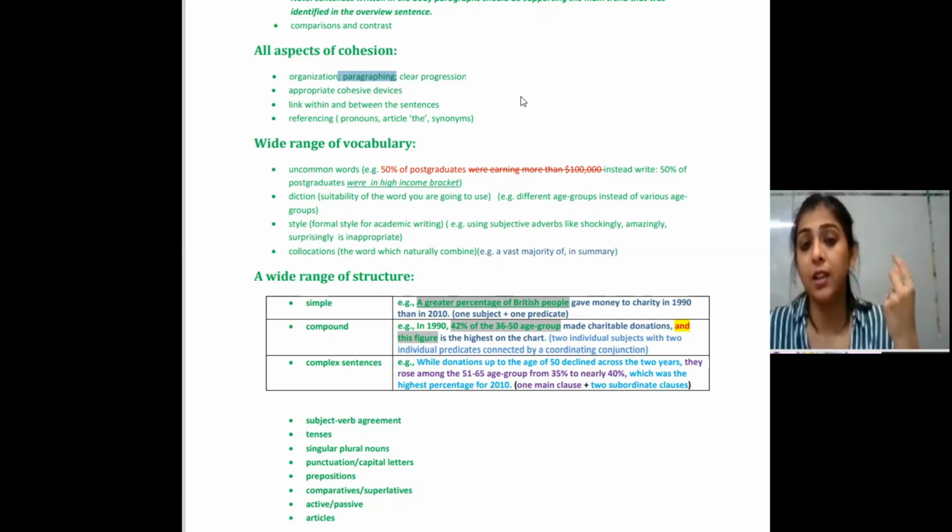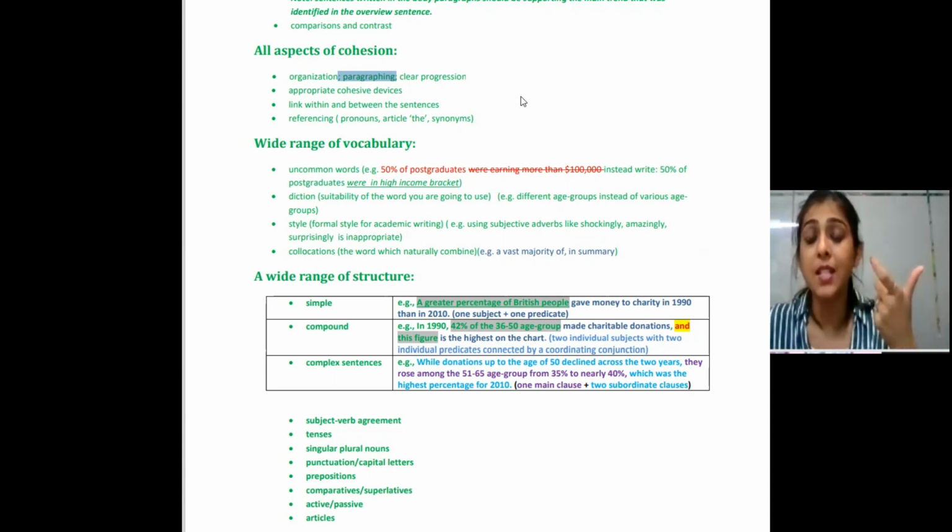Next is these are the cohesive devices. They can be either for comparison or for contrast, and sometimes they can be cohesive devices of time. All right. Now, what do students normally think about cohesive devices is that we need to use cohesive devices after every sentence.